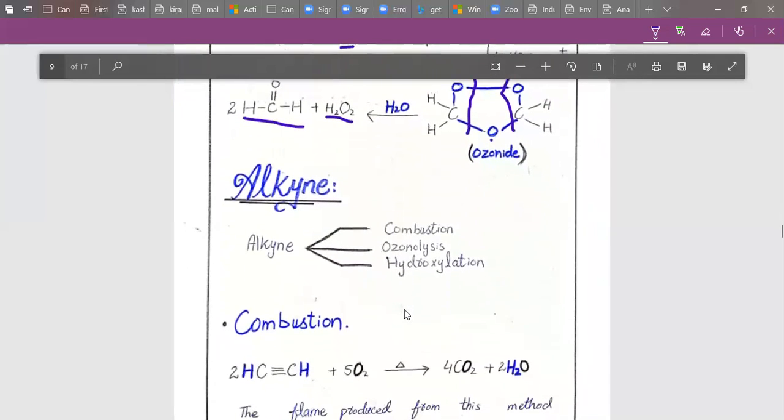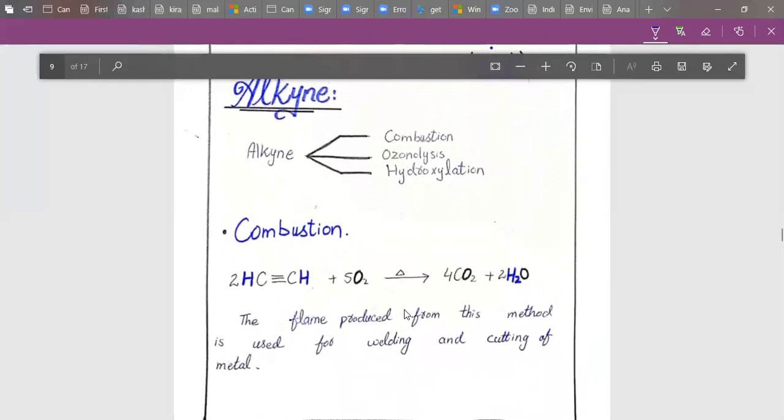Alkyne. In alkyne, we can discuss combustion reaction, ozonolysis, and hydroxidation reaction. First of all, in combustion, it also produces carbon dioxide and water with the removal of these hydrogen atoms. The flame produced from this method is very useful for welding and cutting of metals.